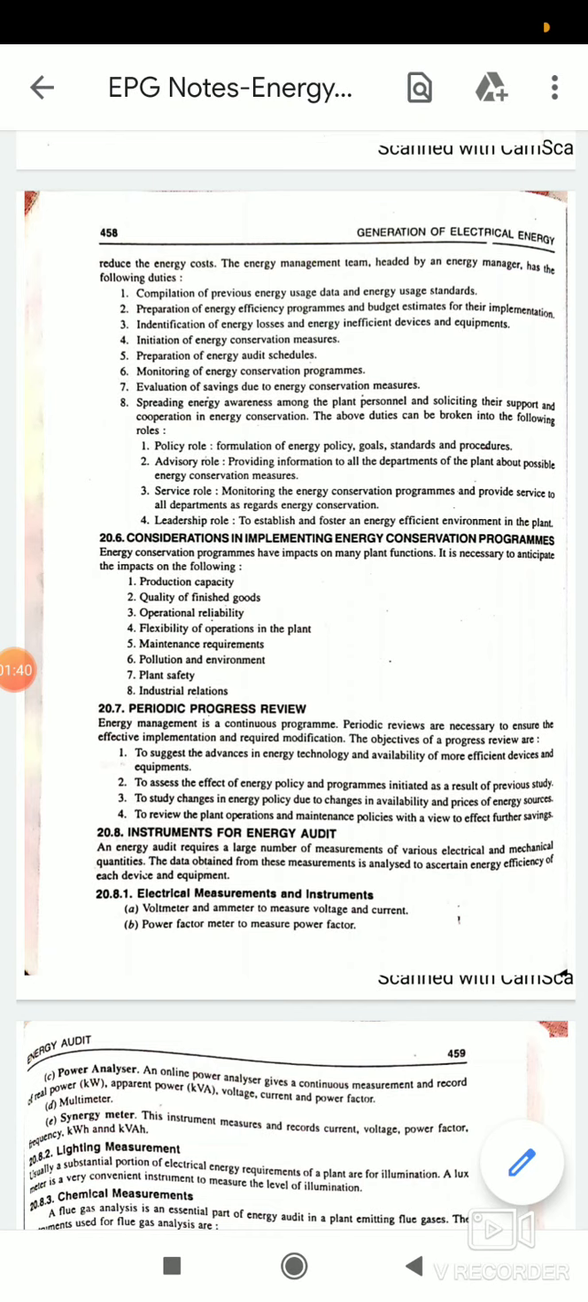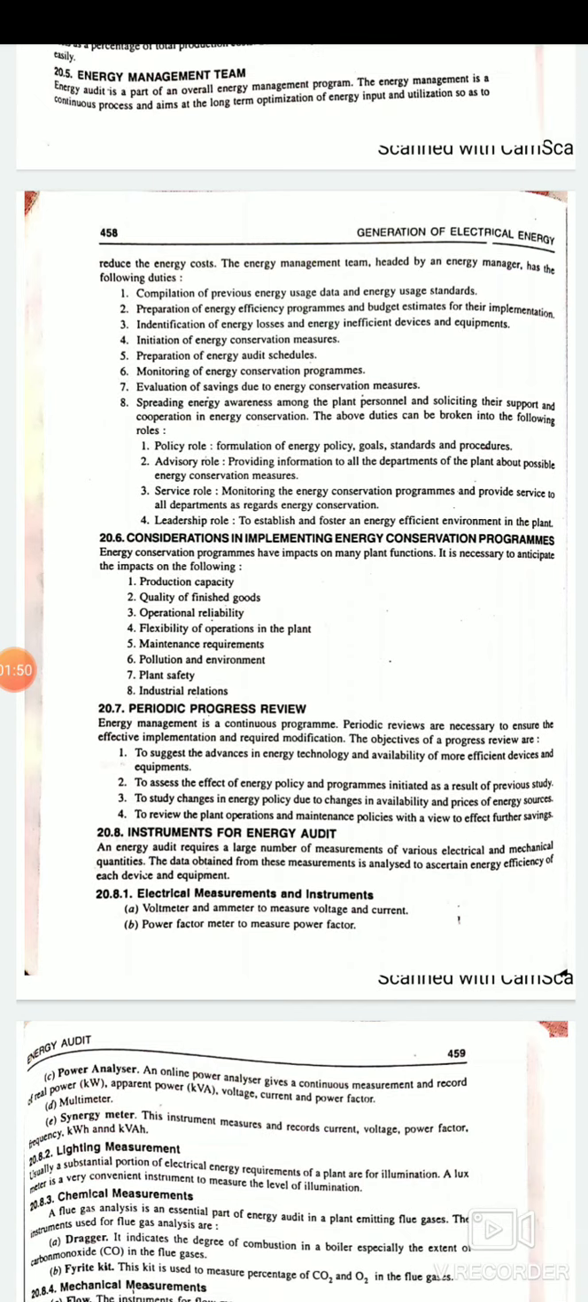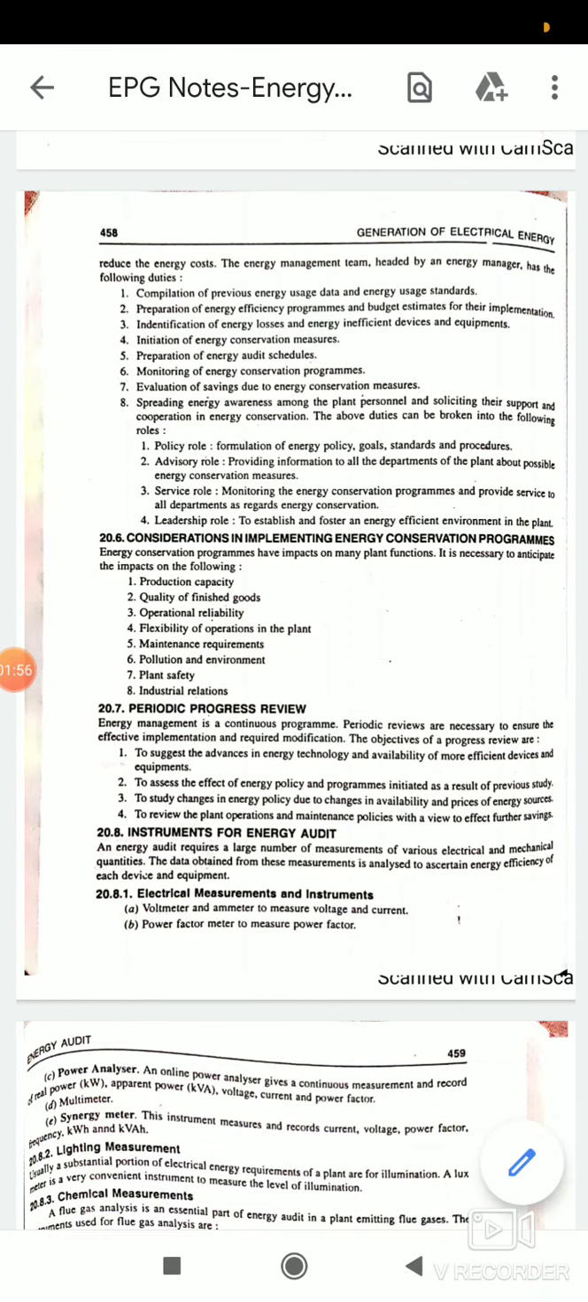The above duties can be broken into the following roles. First is the policy role, that is formulation of energy policy, goals, standards and procedures. Second is the advisory role, that provides information to all the departments of the plant about the possible energy conservation measures. Third is the service role, monitoring the energy conservation programs and providing service to all departments as regards energy conservation. The fourth is the leadership role, to establish and foster an energy efficient environment in the plant. So all duties come into these four roles: policy role, advisory role, service role and leadership role in a particular energy management team.